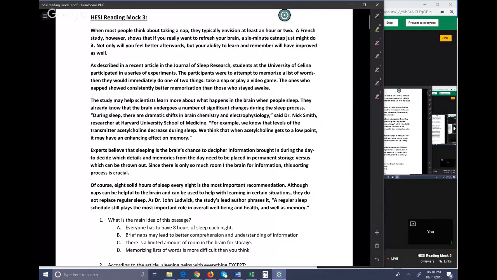You're more than welcome to pause, write what I said, back it up again, pause, that's fine. But I will tell you the main idea from the intro, because that's where you're always supposed to find a main idea. And then I'll tell you what I felt each paragraph's purpose was beyond that.